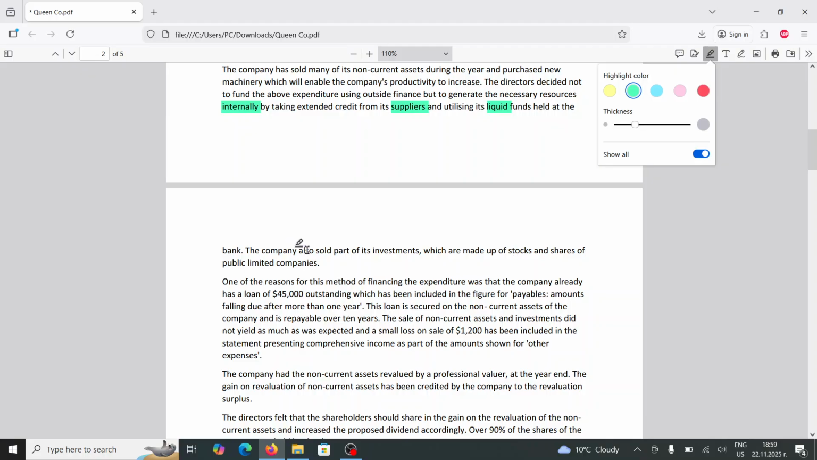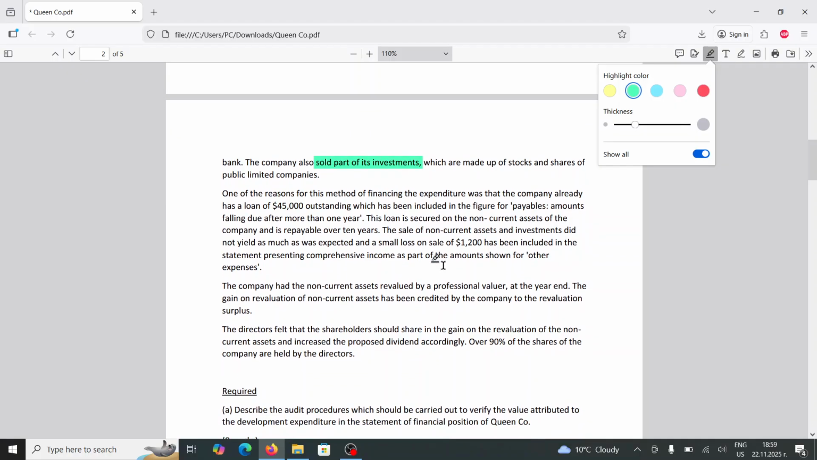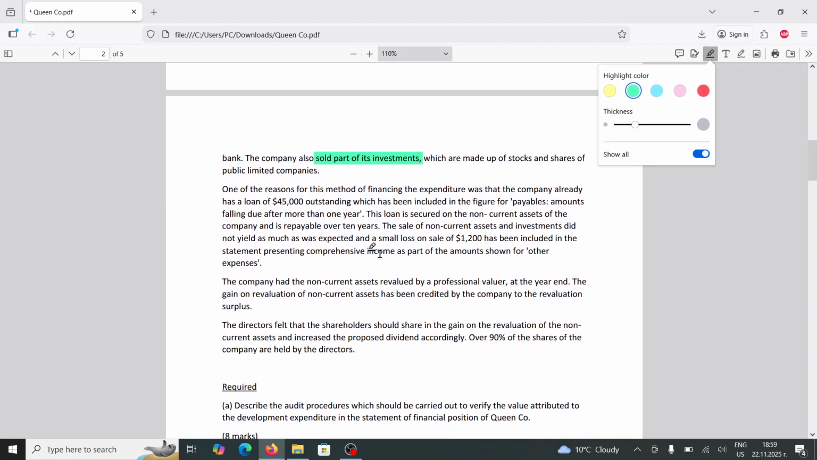Moving on, the company also sold part of its investments, which are made up of stocks and shares of public limited companies. So they're selling investments probably to raise cash. One of the reasons for this method of financing is that the company already has a loan. Okay, this is important, included in the figure of payables amount falling after more than 1 year. The loan is secured on non-current assets and is repayable over 10 years.